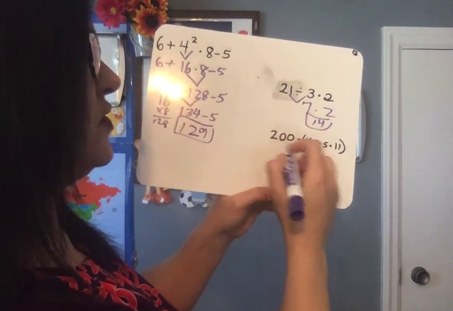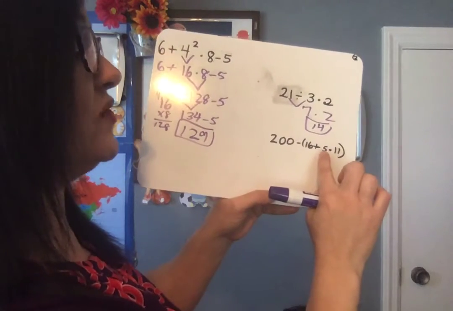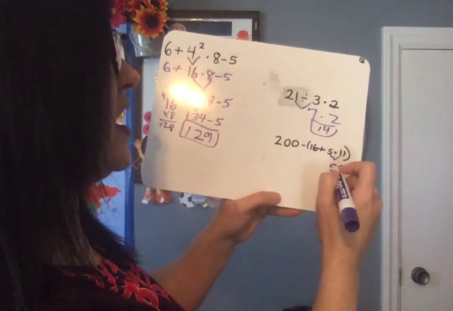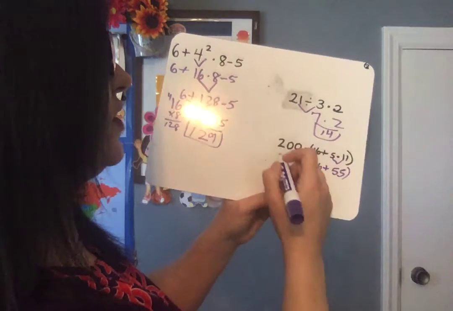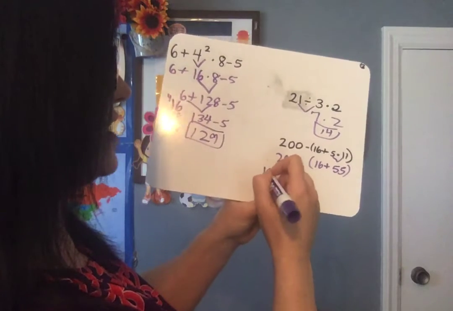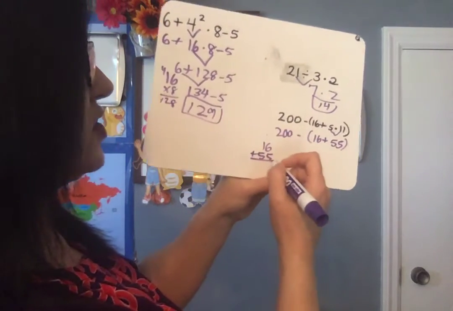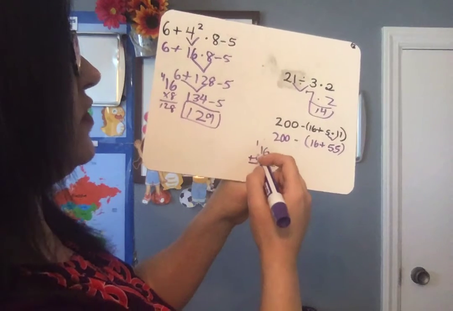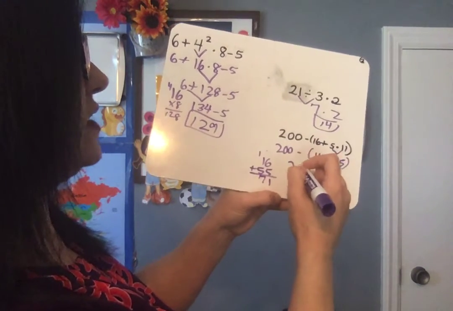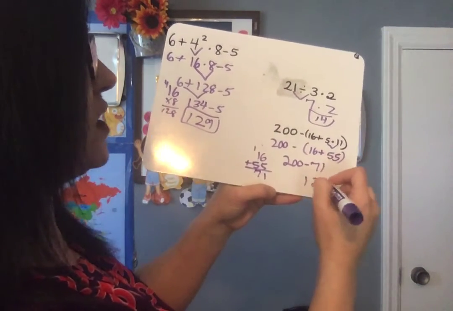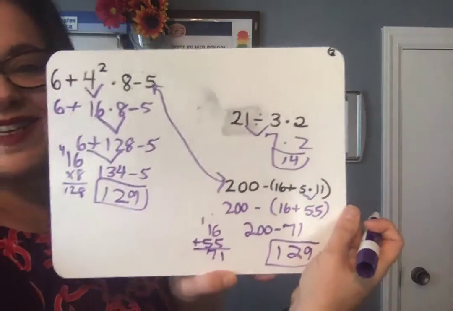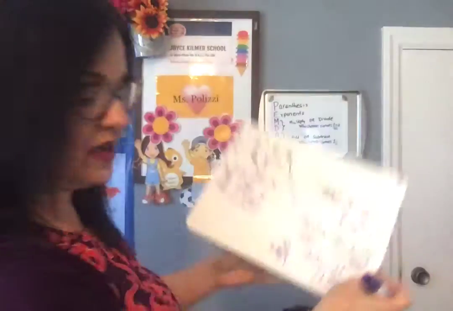Parentheses, I do have parentheses, but within the parentheses, I have to do the multiplication first. So 5 times 11 is 55. We'll bring everything else down. And then 16 plus 55. Let's add that on the side. 6 plus 5 is 11. Carry the 1. 5 plus 1 is 6, plus 1 is 71. And then 200 take away 71 is 129. That matches. So I will put these two expressions together because they both simplify to 129.